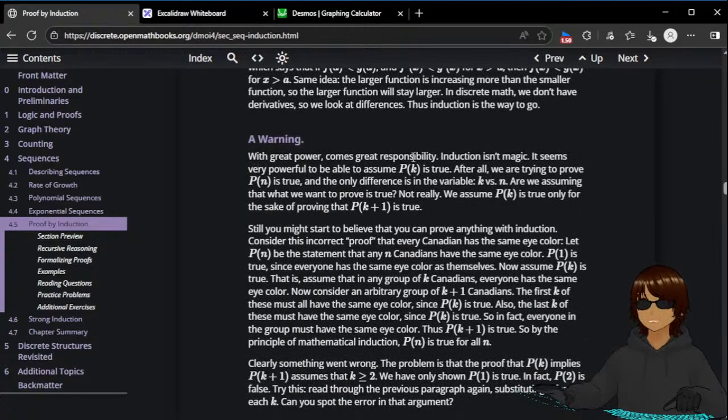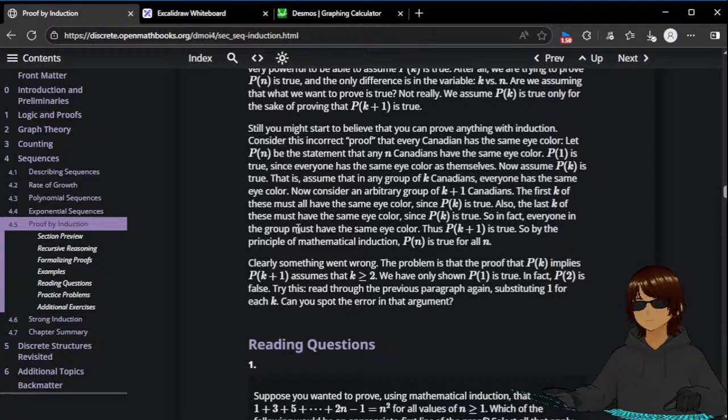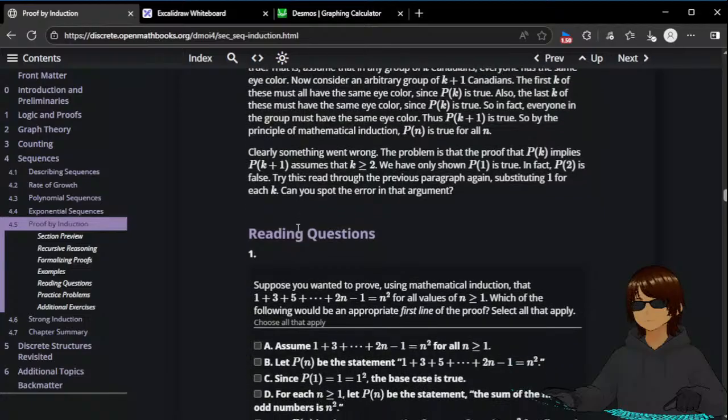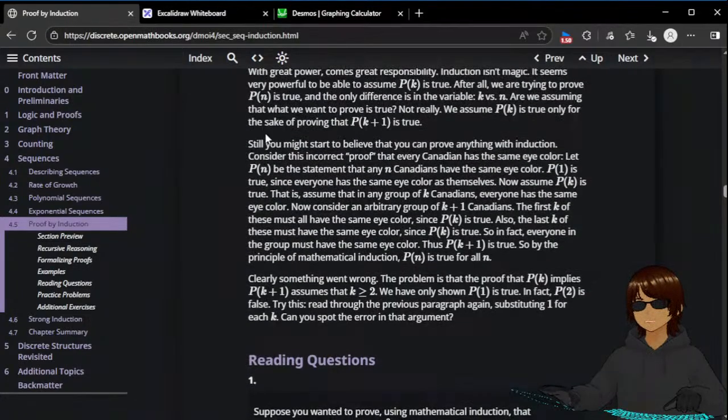With great power comes great responsibility. Induction isn't magic. It seems very powerful to be able to assume Pk is true. After all, we are trying to prove Pn is true, and the only difference is in the variables k versus n. Are we assuming that what we want to prove is true? Not really. We assume Pk is true only for the sake of proving Pk plus 1 is true. Still, you might start to believe that you can prove anything with induction.